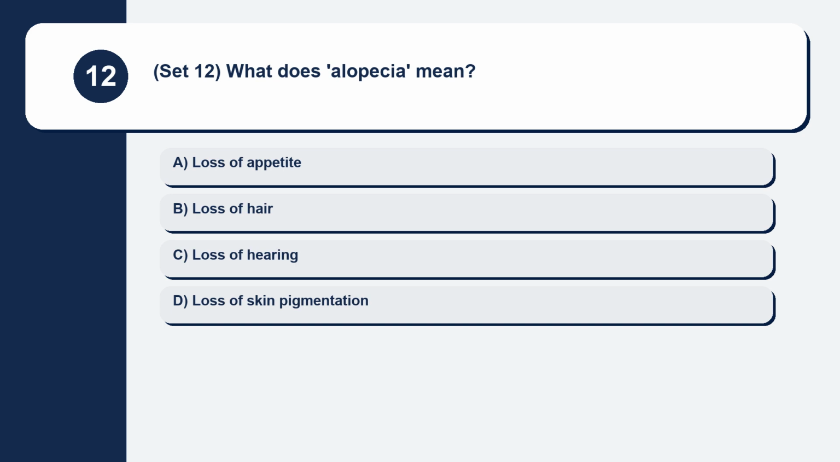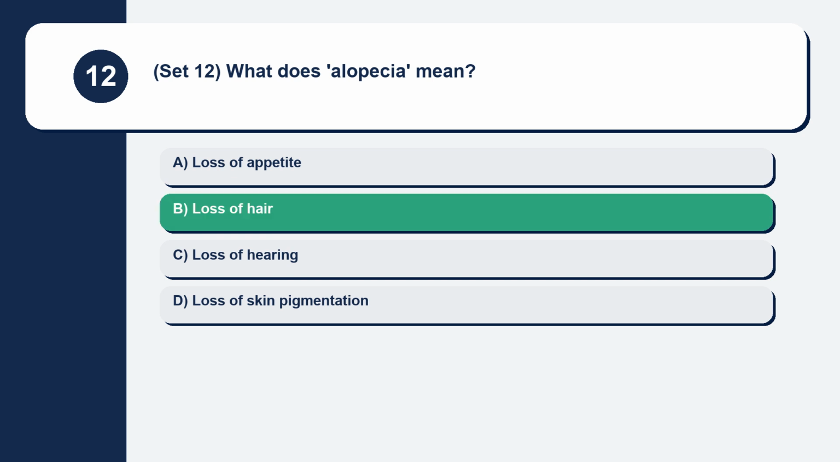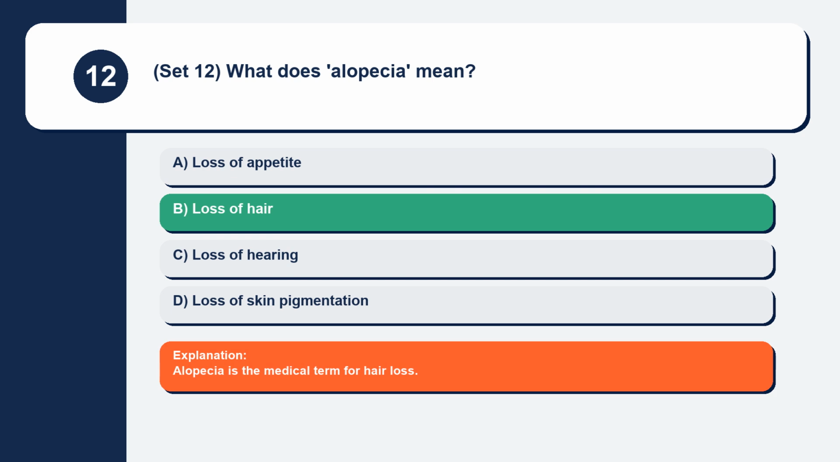Question 12. Set 12. What does alopecia mean? Loss of appetite, loss of hair, loss of hearing, loss of skin pigmentation. Alopecia is the medical term for hair loss.